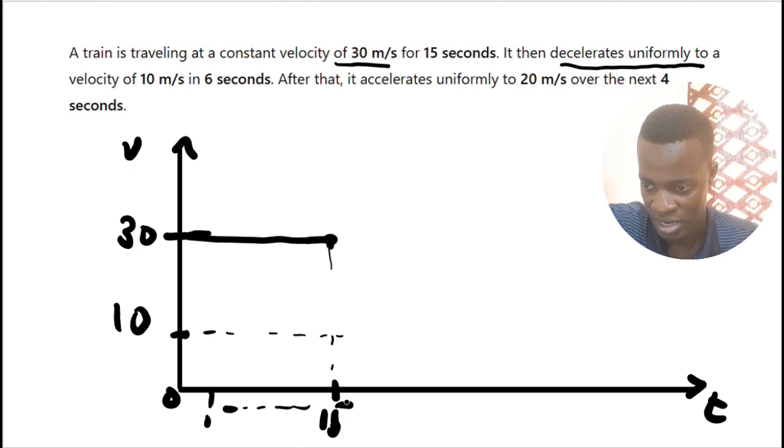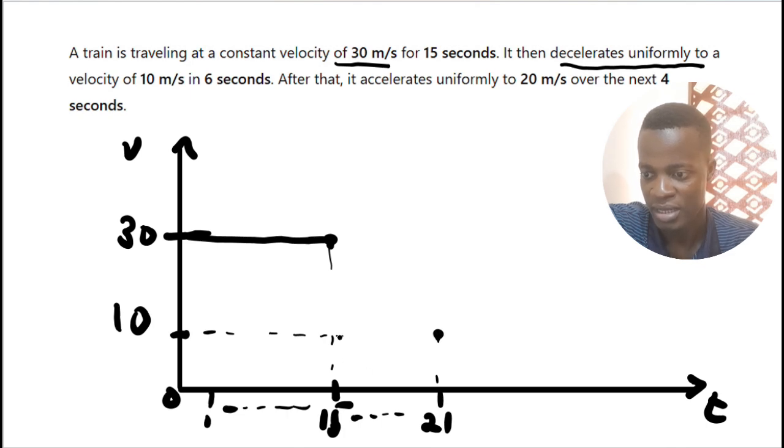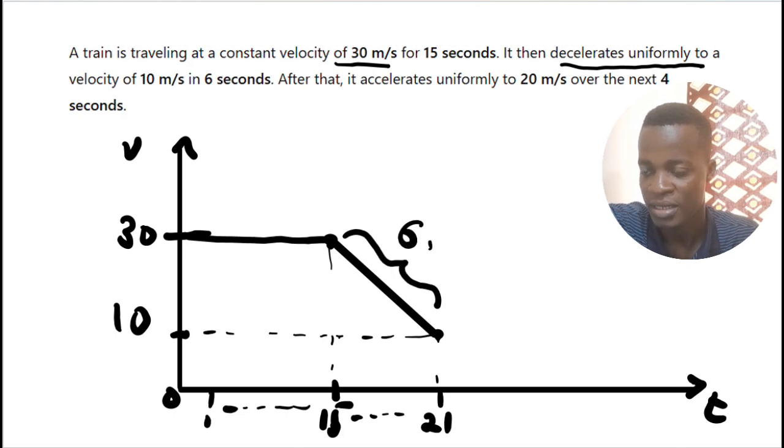Here, add 6 to the 15. We are going to have 21. So 21 is somewhere here. So we draw from here to here. So this particular thing is happening in 6 seconds. And after that, it accelerates uniformly to 20 meters per second.